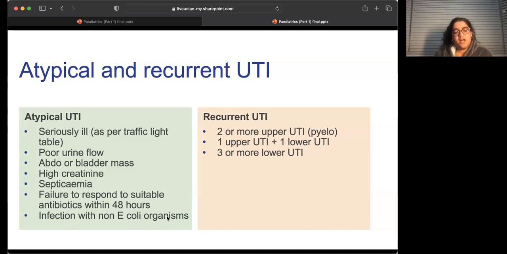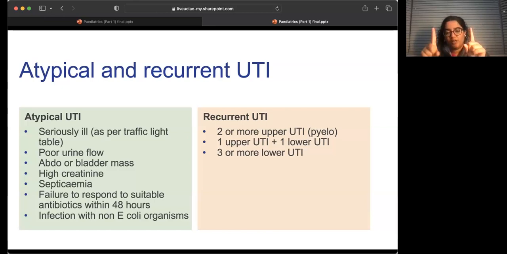coli organisms. So yeah, even if you're Proteus or Pseudomonas, you'd still consider that an atypical UTI. And then recurrent UTI is when you have two or more upper UTIs. So that's like two or more episodes of pyelonephritis, which is quite a bit.